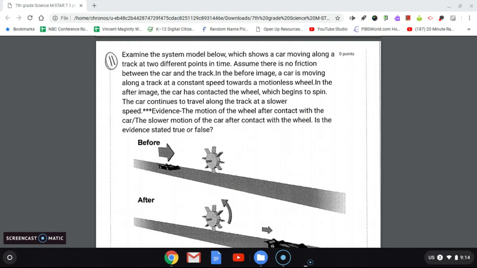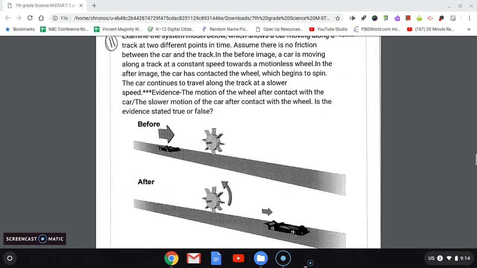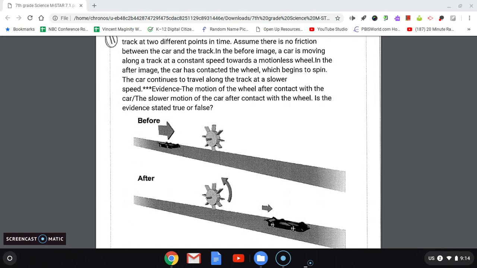Number 11, examine the system model below, which shows a car moving along a track at 2 different points in time. Assuming there is no friction between the car and track, in the before image, a car is moving along a track at a constant speed towards a motionless wheel. In the after image, the car has contacted the wheel, which begins to spin. The car continues to travel along the track at a slower speed. Evidence: the motion of the wheel after contact with the car, the slower motion of the car after contact with the wheel. Is the evidence stated true or false?